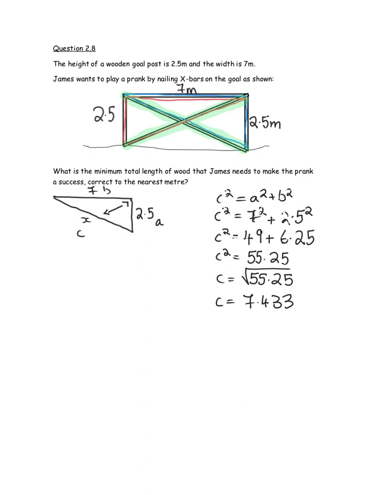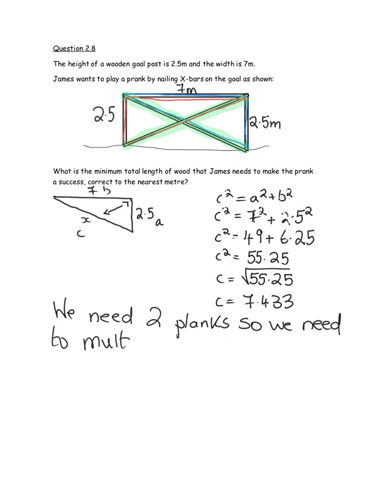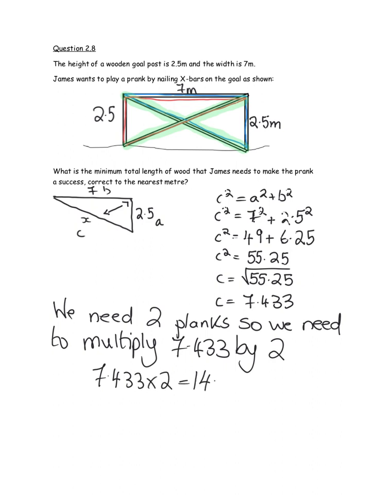So now that's the length of one side, so we need 2 planks. So we need to multiply 7.433 by 2. When we do that, 7.433 by 2 will give us 14.866. So that's the length of wood that we need to do this prank.